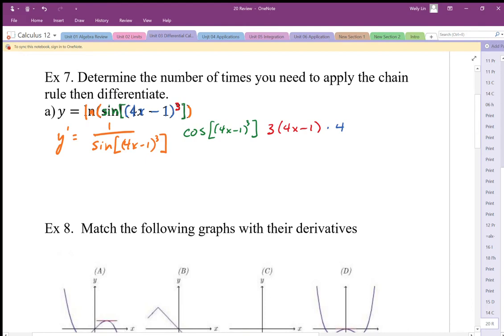I can do some simplification here. There's a cotan function if you want to combine that as one function. I'm not going to bother. I'm just going to leave that as y prime is equal to 12 times 4x minus 1 squared, and this is going to be cosine of 4x minus 1 cubed over sine of 4x minus 1 cubed. If you want, you can combine that cosine over sine. Since the arguments are exactly the same, we can combine that into a cotan function if you like.